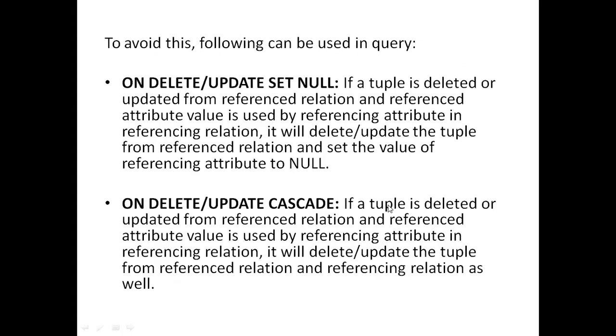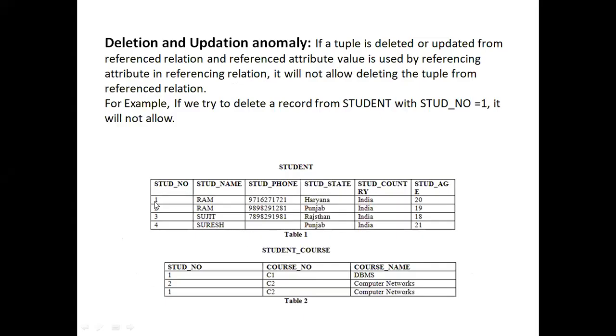On delete update cascade means a tuple is deleted or updated from the referenced relation, and the referenced attribute value is used by the referencing attribute in the referencing relation. It will delete the tuple from the referenced and referencing relation as well. So if I give this command, then the record with the respective one is going to be deleted here, as well as from student course also. This record is totally deleted. This record is also totally deleted. So this is all about your anomalies.